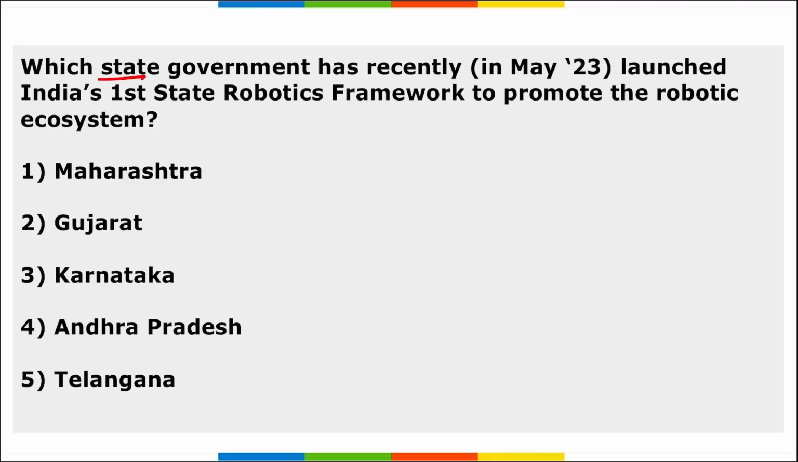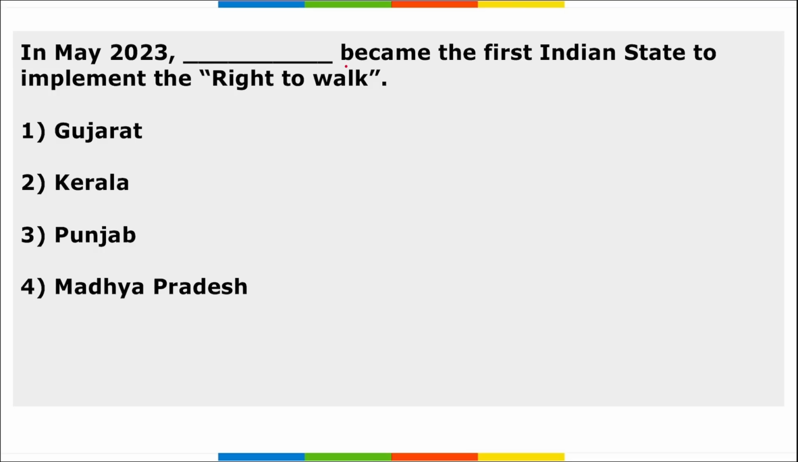Next, which state government has recently launched India's first state robotics framework to promote the robotic ecosystem? Which is that state promoting the robotic ecosystem? It is Telangana, right? And it is to provide a roadmap for the state to create a sustainable robotic ecosystem. Dash became the first Indian state to implement the right to walk. So the right to walk was implemented by Punjab, right? By making it mandatory for all road owning agencies, including NHAI, to provide footpaths and cycle tracks in all future expansion of routes and construction of new ones.